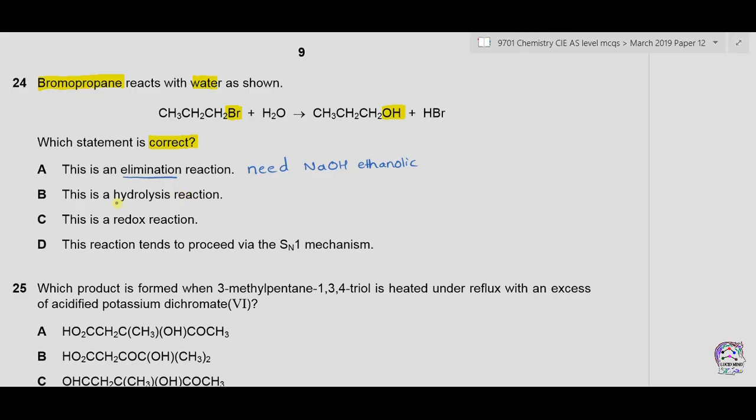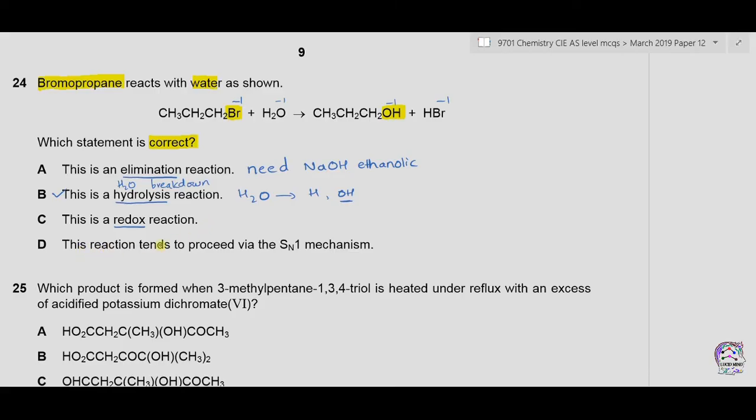B. This is a hydrolysis reaction. What happens in hydrolysis is that water molecule breaks into H and OH, and then OH replaces Br to give alcohol. As the name indicates, hydro is for water, lysis is for breakdown, so this could be the possible option. C. This is a redox reaction. So in redox reaction, both oxidation and reduction take place. We cannot see whether any oxidation or reduction would have occurred, as Br is -1 on both sides, OH is -1 on both sides. So therefore this is not a redox reaction.